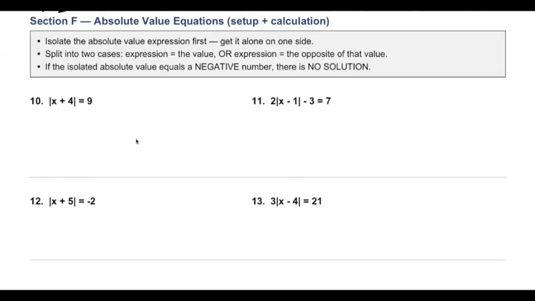Okay, section F: absolute value equations. Remember, the way you do absolute value equations, there are three steps. Step 1, isolate the absolute value. Step 2, split. The absolute value should generally have two answers. And step 3, we solve. So that's how we do absolute value equations: isolate the absolute value, split, and solve. Okay, that's the first one.